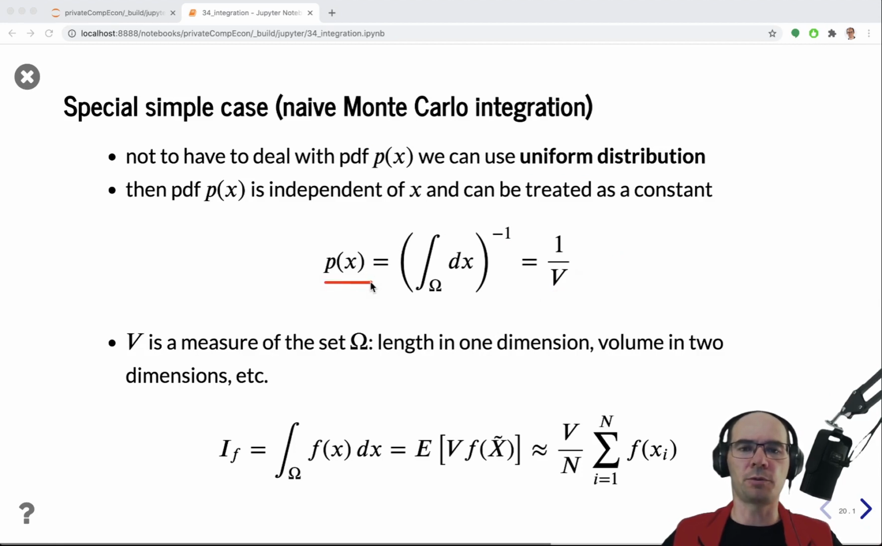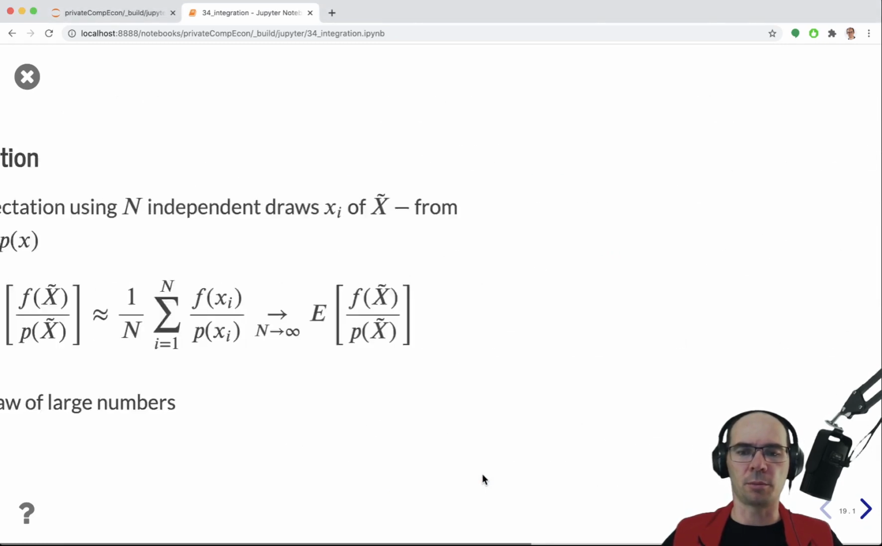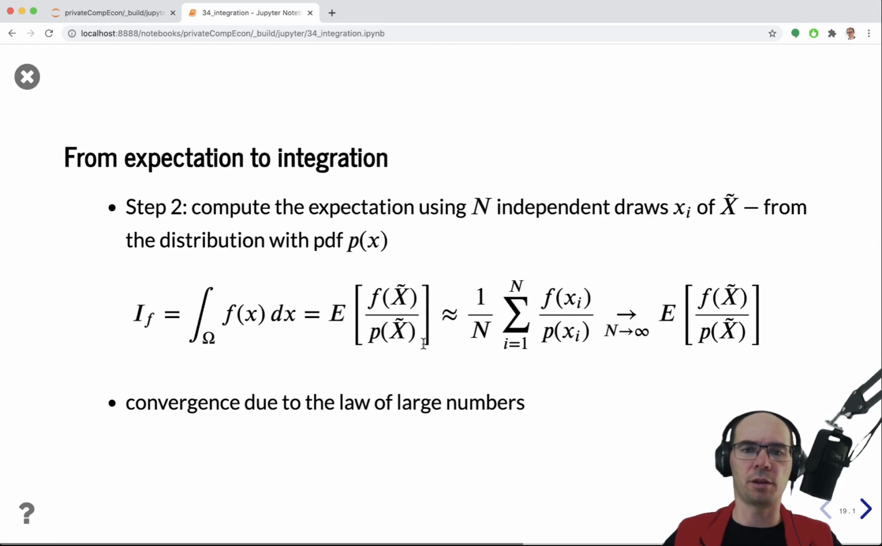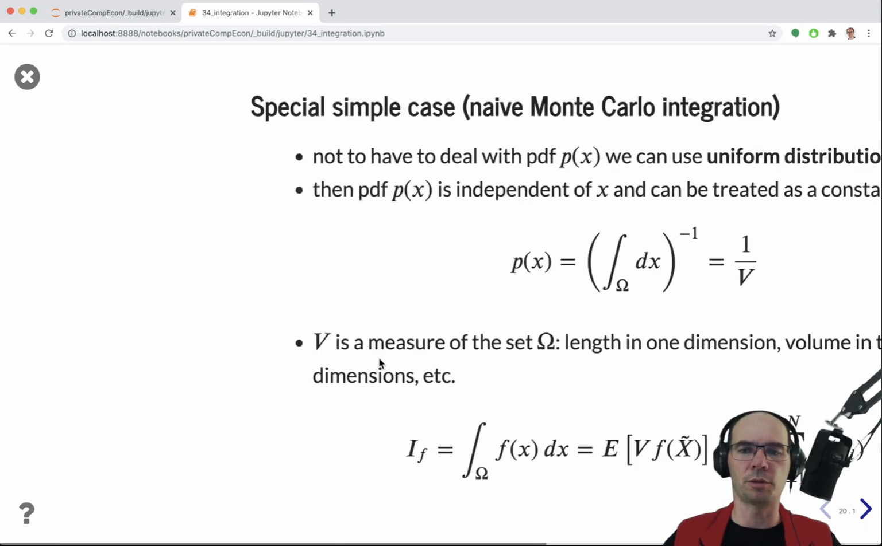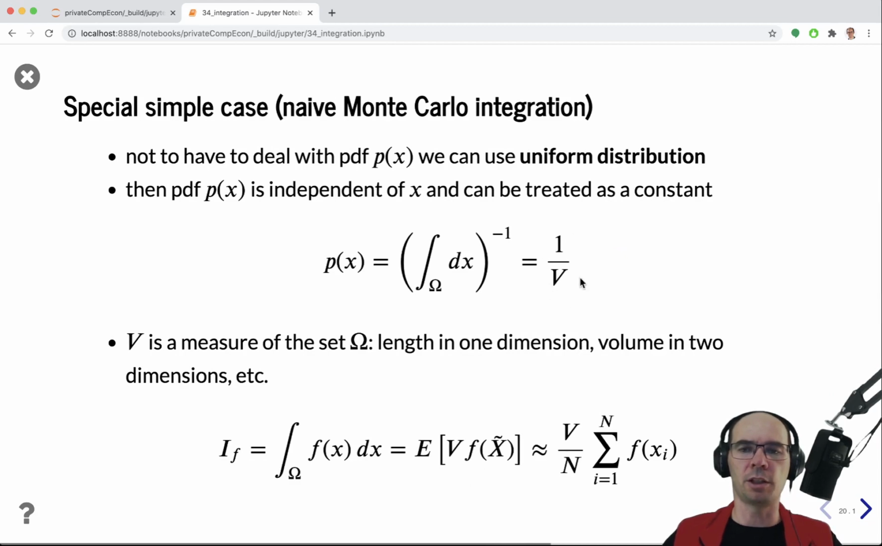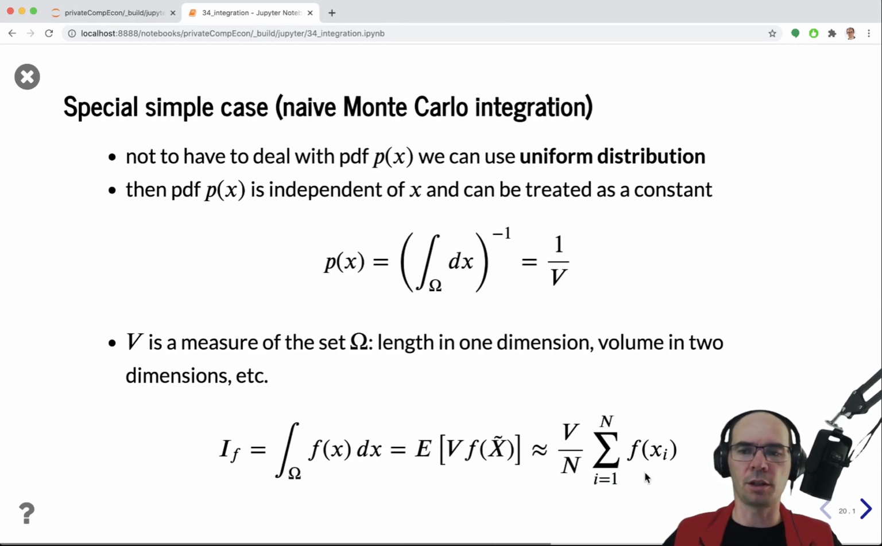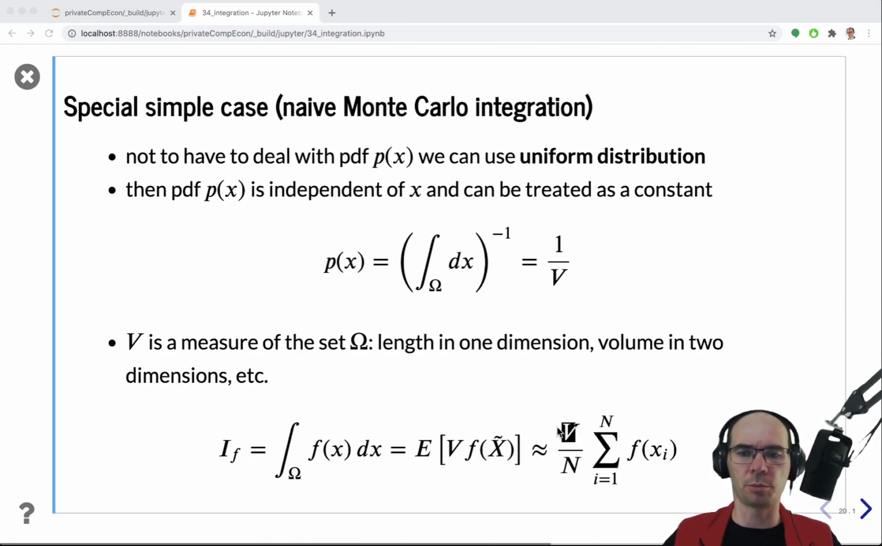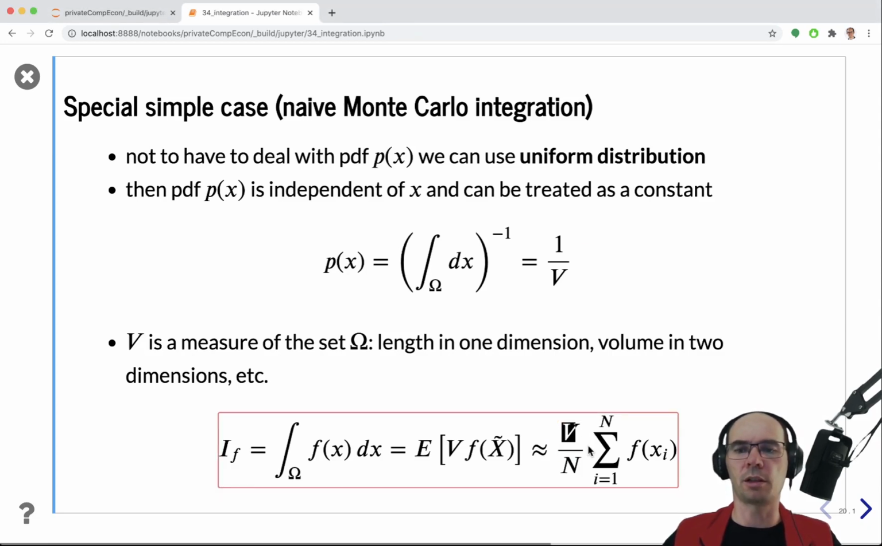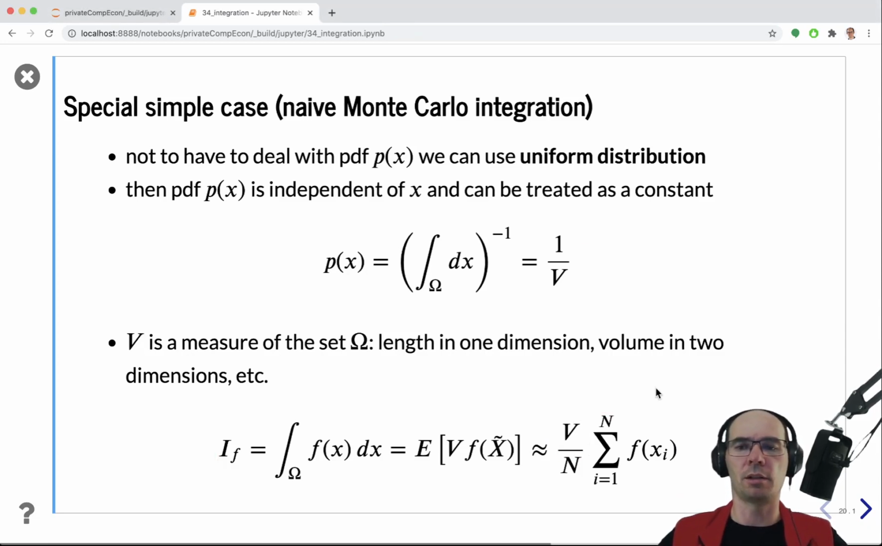And so plugging this function into the previous expressions for the integral, we have this, right? Now this is just a constant. Let's compare. We had to divide by the PDF of the x tilde. Now we divide by this. That's the same as multiplying by v, and then we had to divide over here as well, in the sum. And so now, by dividing, we just multiply by v on the outside, and we can take it out because it now doesn't depend on x.